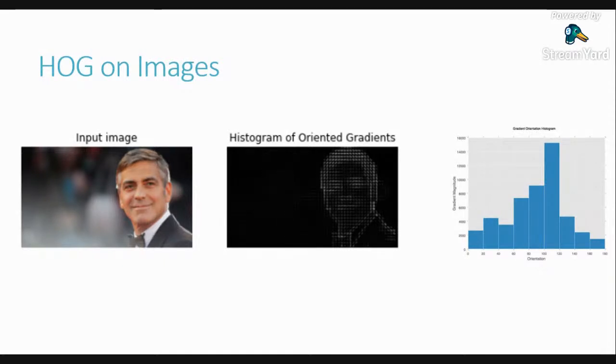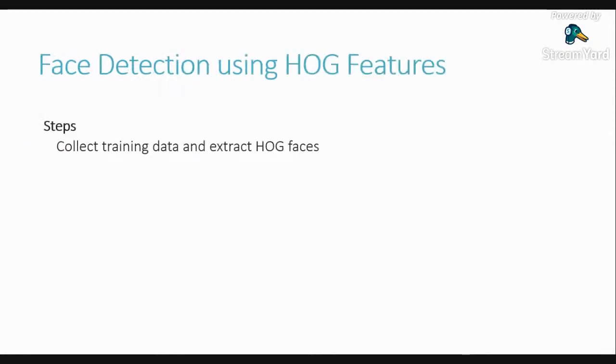Here what we are saying is which kind of orientation has the most number of pixels. That means the 100 to 120 orientation has the largest number of pixels. This will be clear in the code that I will be showing, and I will talk about it in detail there. So let's just see how to perform face detection using HOG features.